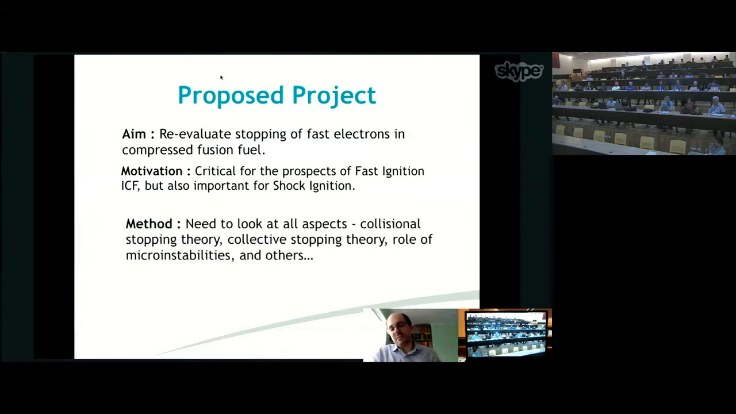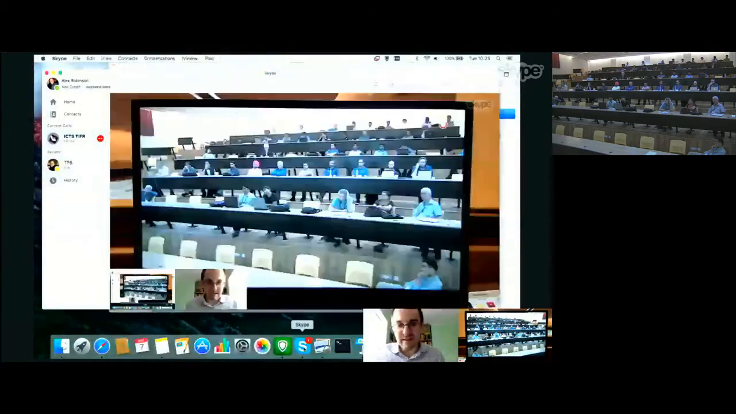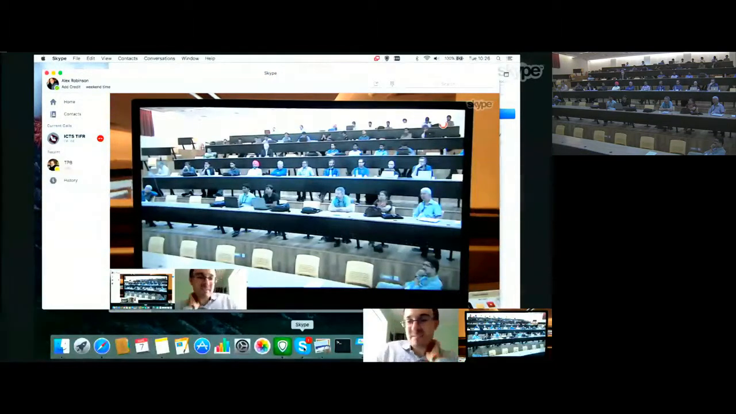So what I'd be proposing is going back methodically and taking apart what we think we know about it at a theoretical level, and looking at where we can contribute to it: collisional stopping, collective stopping, the role of micro instabilities, and so forth. So there we go. I hope that was short and succinct. Are there any questions?